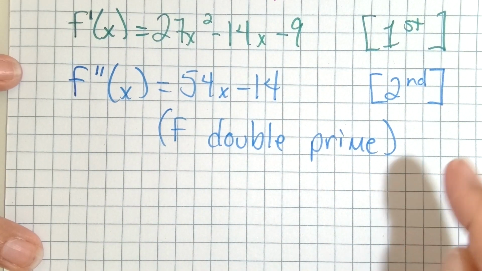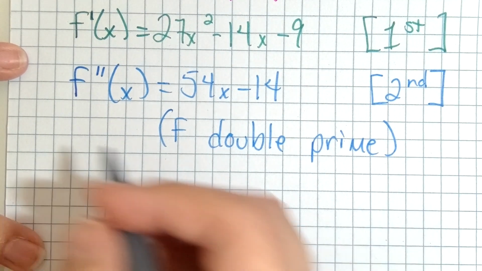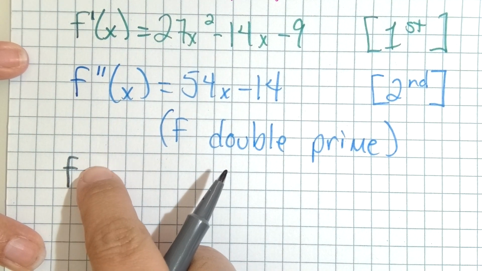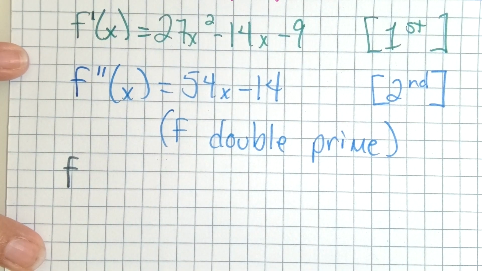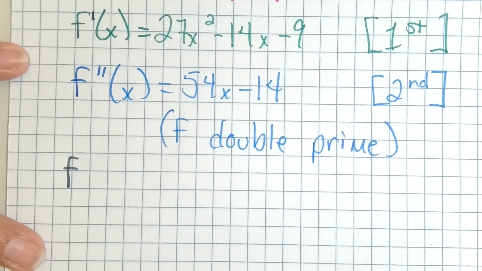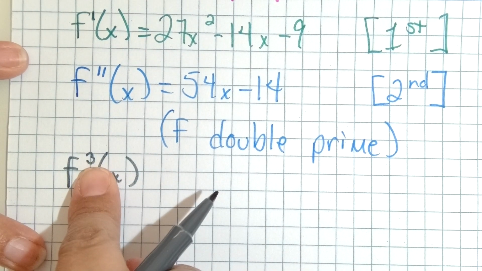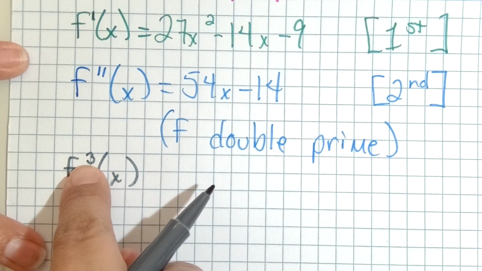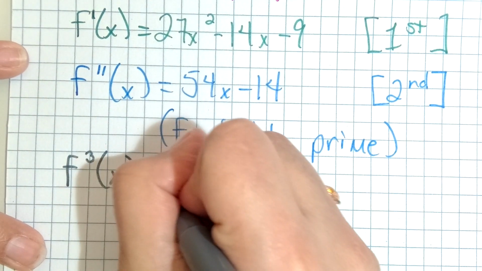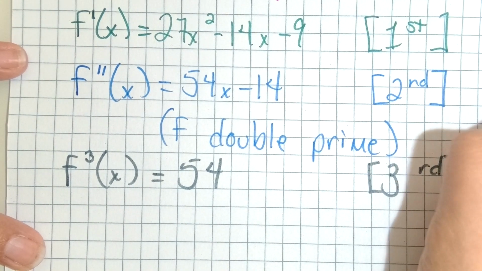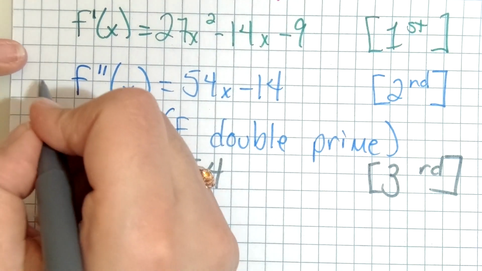But we're not done because we need to take the third derivative. Here is where you can't do the triple dashes. I mean, you can, but it just doesn't look right. So you just put the 3 to show that this is the third derivative. And the derivative is 54. So here's your third derivative, and then you're done.